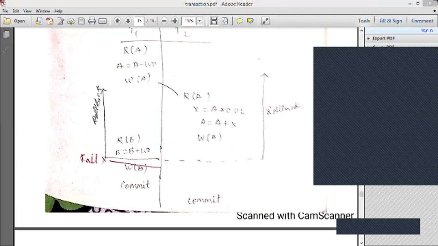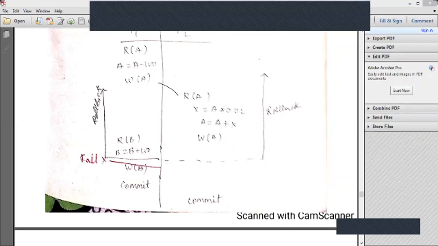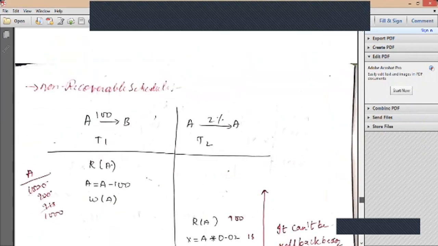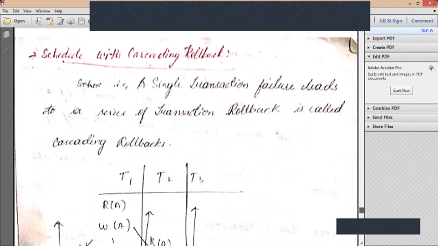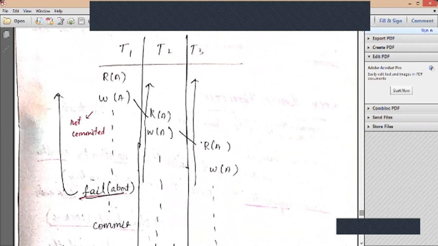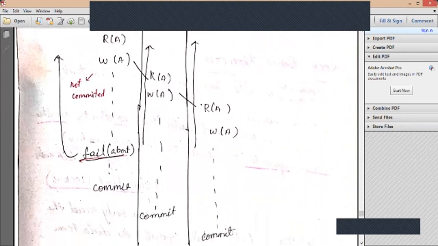Now after that, we'll see cascading rollbacks. We have seen in the non-recoverable schedule that T1, T2, T3 are executing here. We are reading, writing some operation, then T2 is also reading and writing. Whatever data T1 is writing, T2 is reading it. Whatever T2 is writing, T3 is reading it.